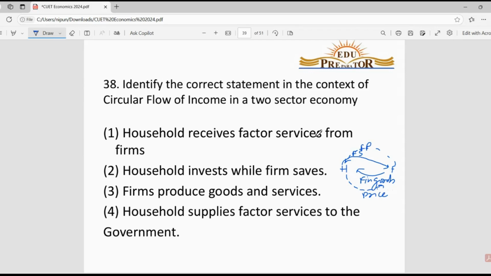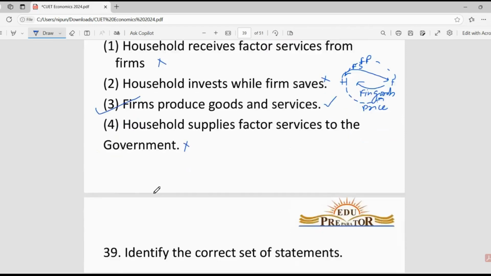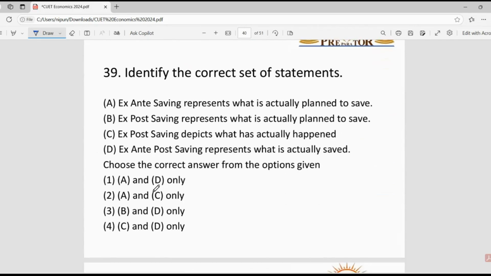Households receive factor services from the firm. No, they give the factor services, यानी ये स्टेटमेंट इनकरेक्ट है. Households invest while the firm save. No, it is the households who save and firms usually invest, यानी ये स्टेटमेंट भी गलत है. Firms produce goods and services, this statement is correct. And household supply factor services to the government. अब क्वेश्चन कह रहा है टू सेक्टर इकोनॉमी. टू सेक्टर इकोनॉमी में तो सरकार होती ही नहीं, इसका मतलब there is no question of existence of government. So option number 4 is also incorrect. Therefore the correct answer is only option number 3, यानी firms produce goods and services.